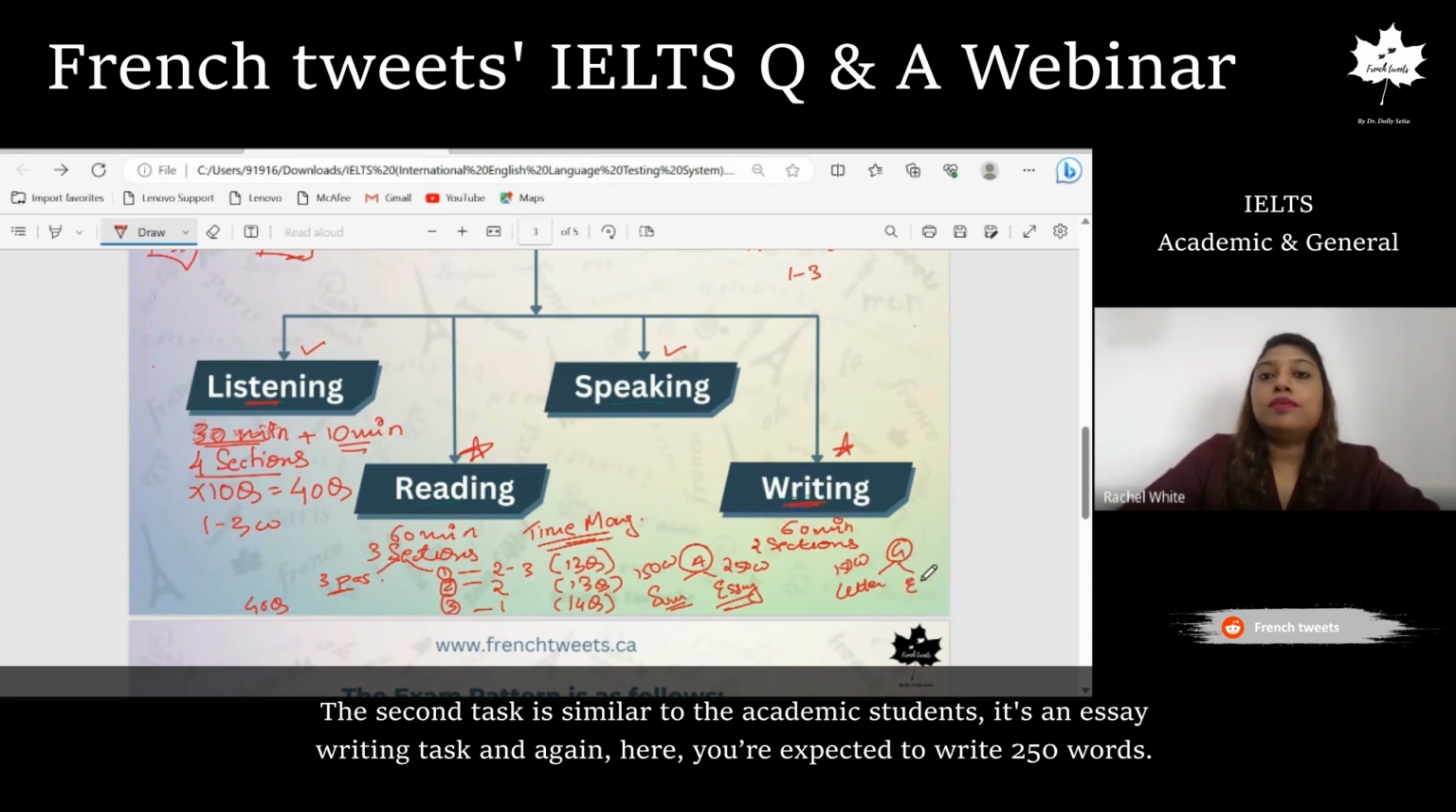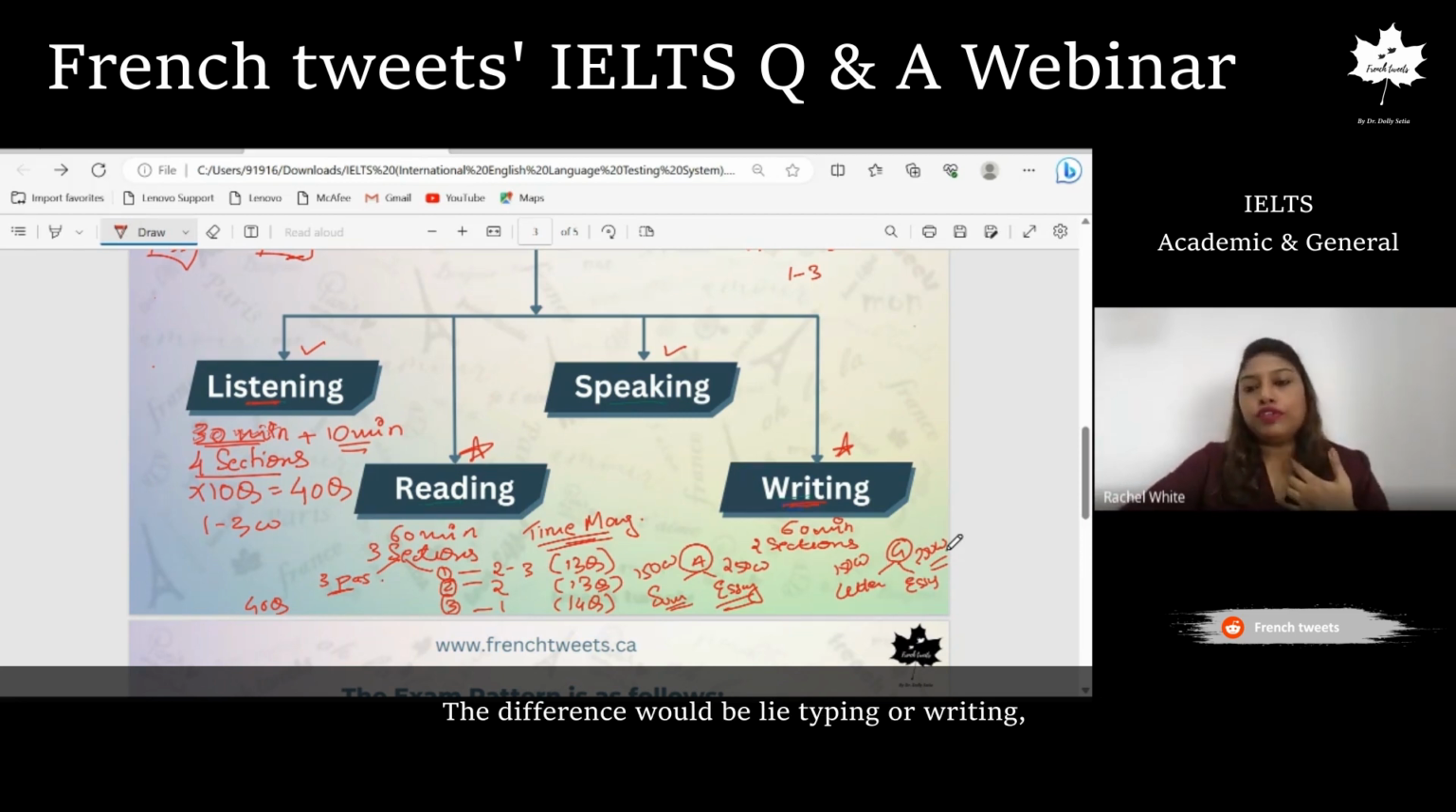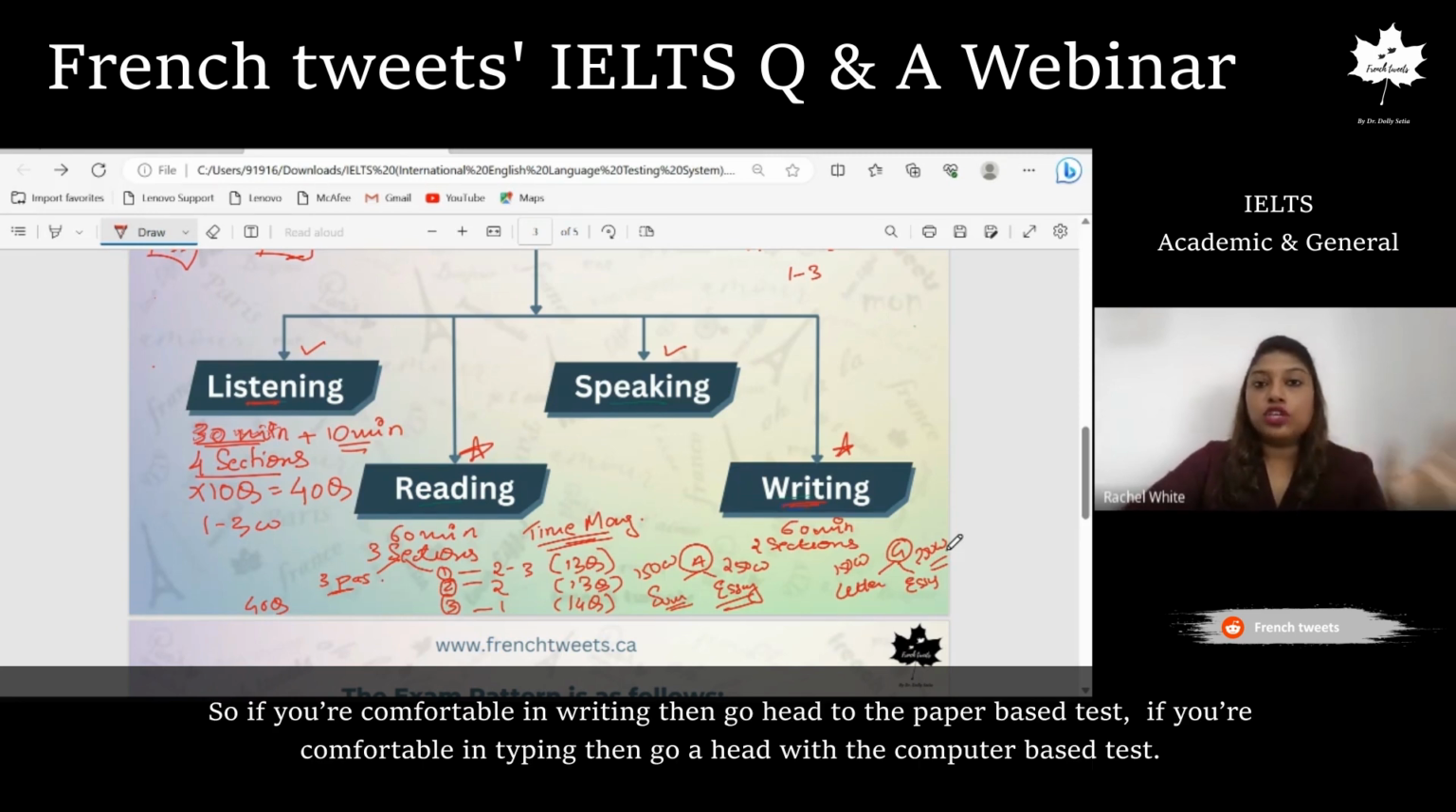The second task is similar to the academic students. It's an essay writing task, and again, here you're expected to write 250 words. Okay, so that's about the writing module. Now, talking about the computer-based or the paper-based test, you get 60 minutes for both. All right. The difference would lie in terms of, again, like I mentioned earlier, in typing or writing. Right. So if you're comfortable writing, you can go ahead with the paper-based test. If you're comfortable typing, you can go ahead with the computer-based test.